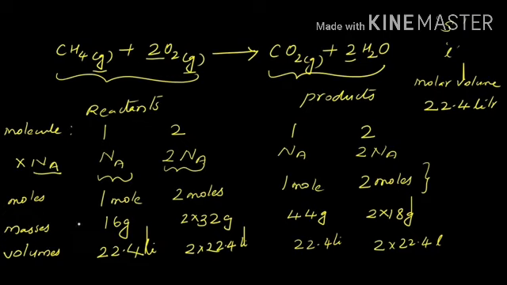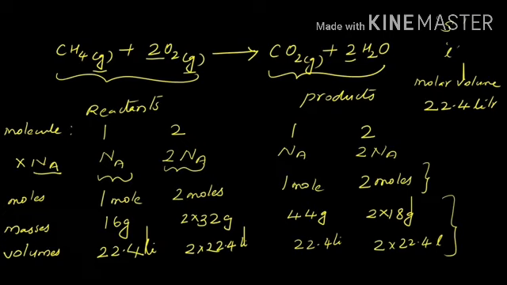So these are the main pieces of information that we get from a balanced chemical equation. We can define a chemical reaction in many ways: in terms of number of molecules, in terms of moles, in terms of masses, or in terms of volume. But make sure that before you define it, the chemical reaction is balanced.